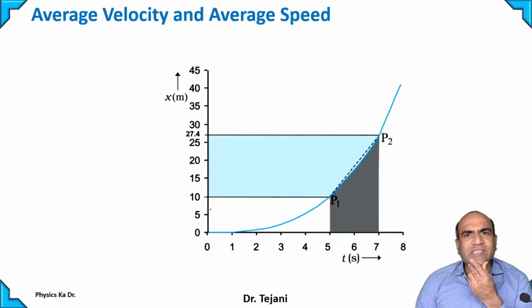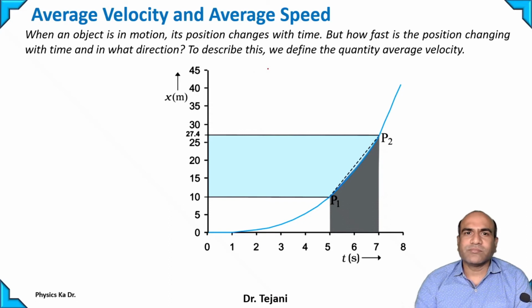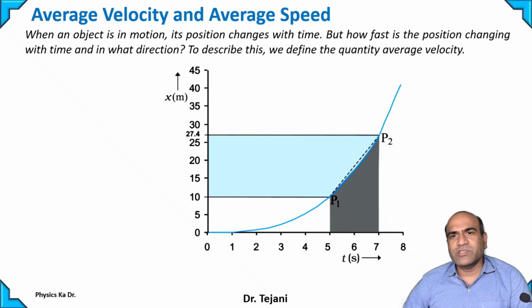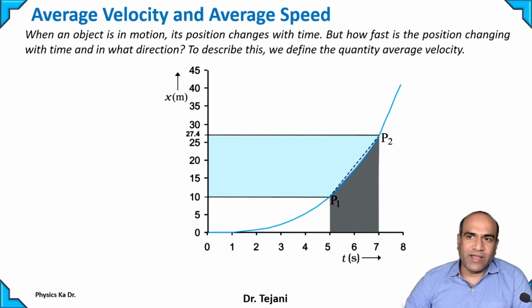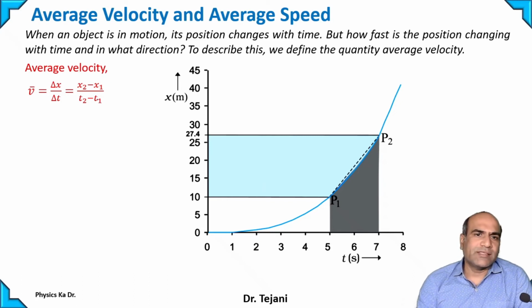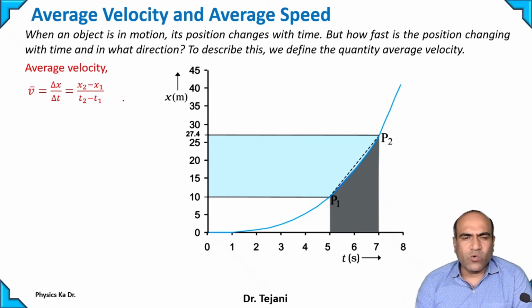Another is average velocity and average speed. What is the difference between average velocity and average speed? We know that very well. When an object is in motion, its position changes with time. But how fast is the position changing with time, and in what direction? That defines average velocity. When we talk about direction, that defines velocity. So we know that average velocity is equal to delta x by delta t, x2 minus x1 divided by t2 minus t1. That we know very well.